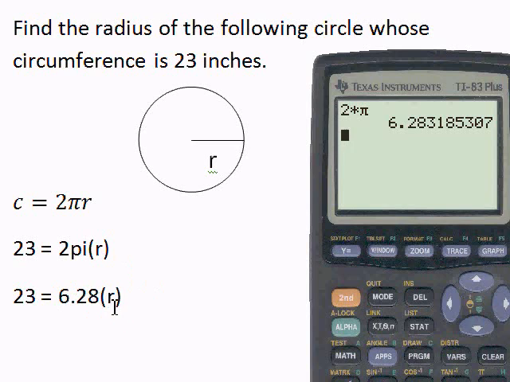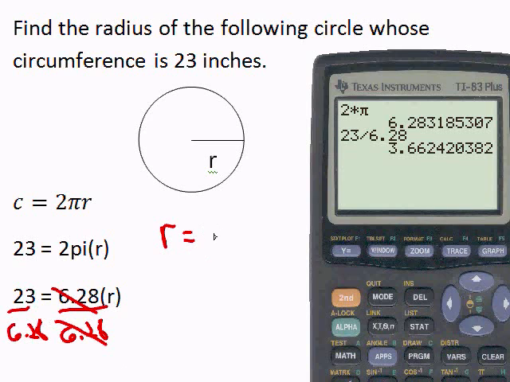Notice it's 6.28 times r. We need to find r, so in order to find r, we're going to divide both sides by 6.28. So we divide by 6.28 and divide by 6.28. The 6.28s cancel, leaving us with 23 over 6.28. So we go 23 divided by 6.28, and we get 3.66 must be our radius. So the final answer is r, or our radius, is 3.66 inches.